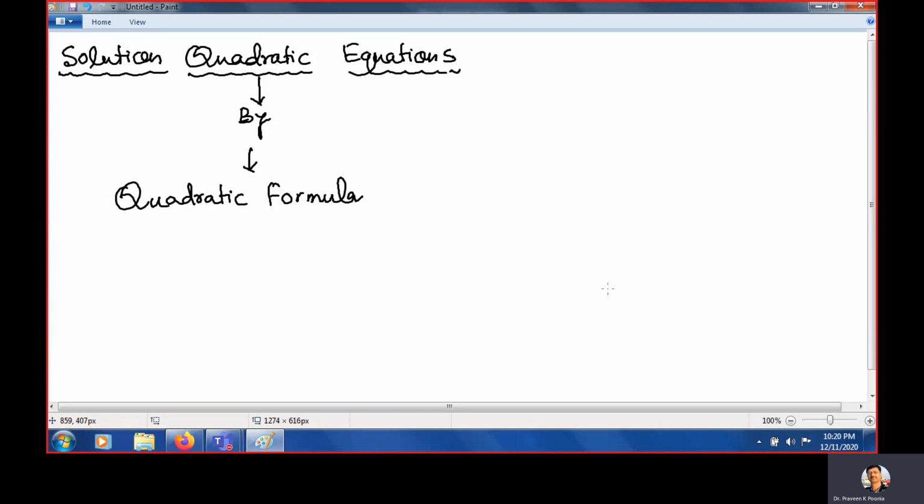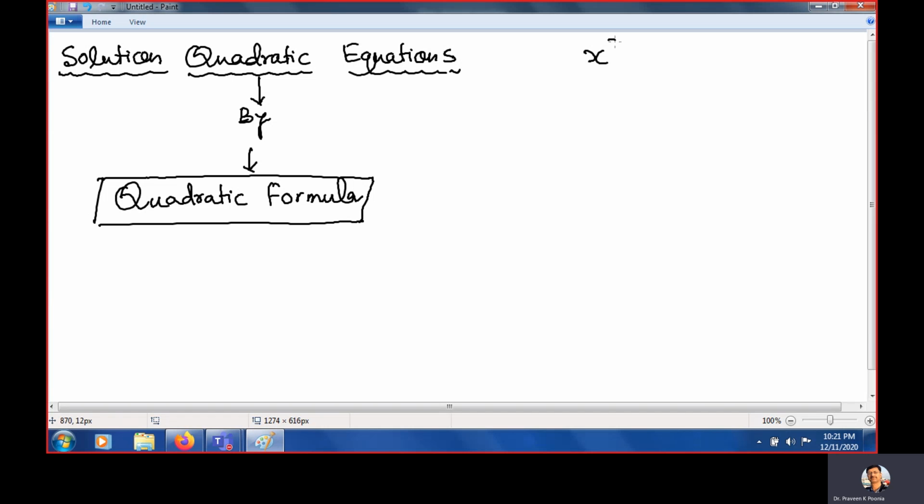In this lecture we will study the topic solution of quadratic equations. We have already studied this topic in the previous lecture, but here we are going to study it using the quadratic formula. If you remember, we learned only three types of factors.